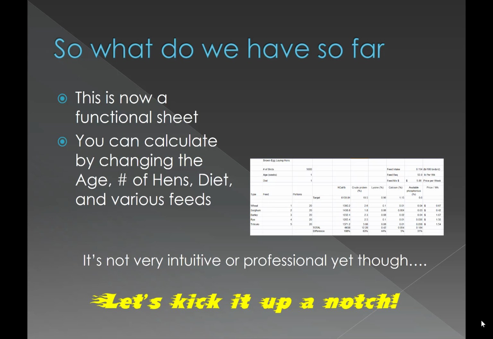So now we've saved our sheet. Let's take a look at it. What we have actually here is a functional sheet. It will now calculate feed types, put in proportions, it'll figure out the price, you can change the diet, the number of birds, all that's going to work now and it'll do all the math.